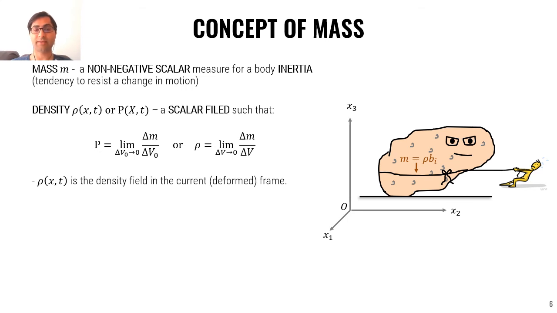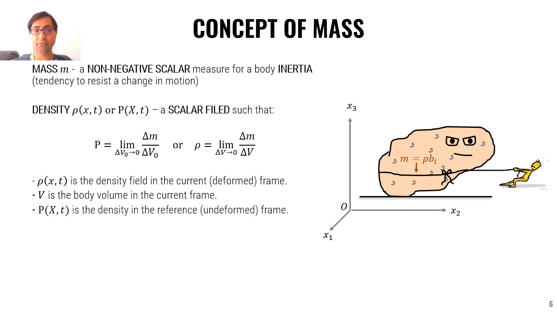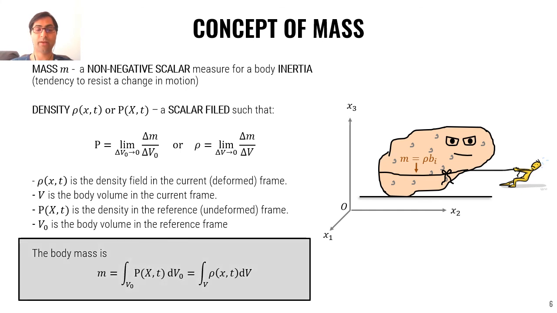Rho is the density field in the current or deformed frame. V is the body volume in the current frame, and P is the density in reference or undeformed frame. V0 is the body volume in the reference frame. The body mass becomes integral of P dV0 over V0, or integral of rho dV over V.